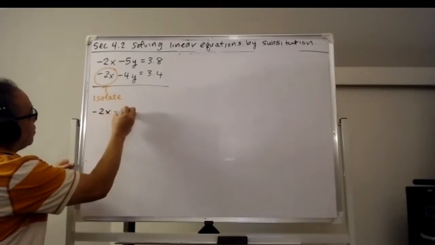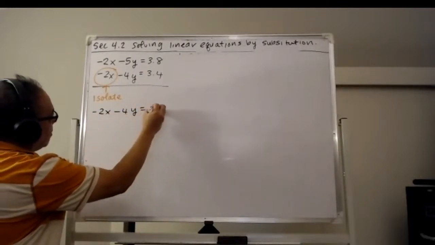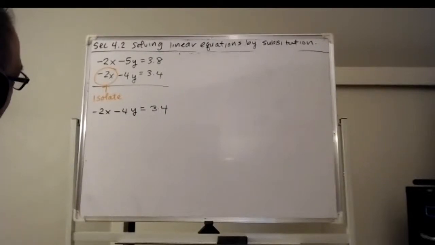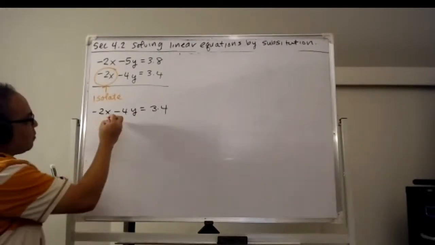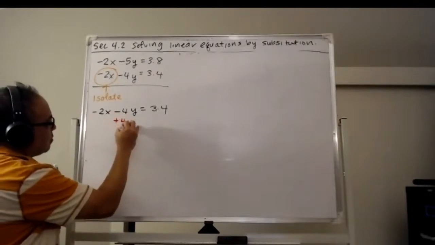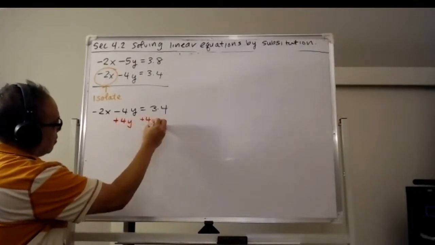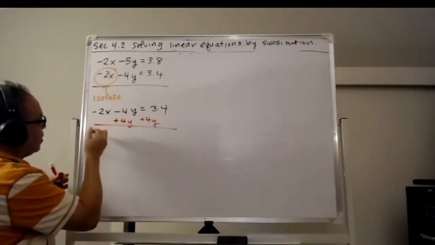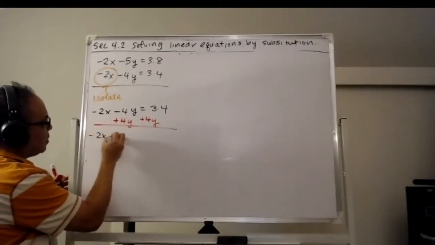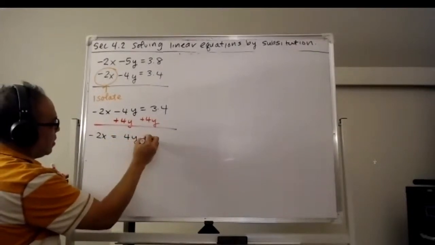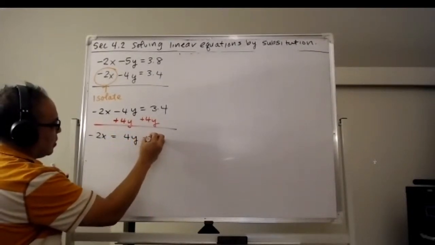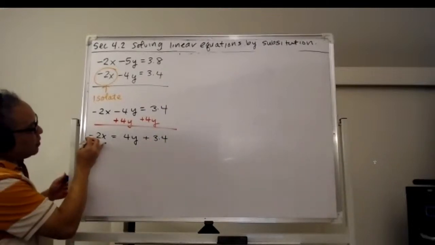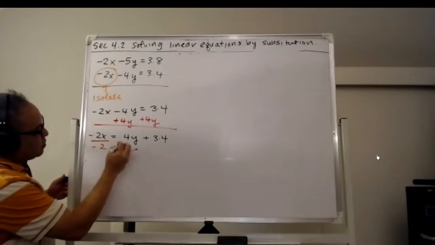This one. We're going to isolate that 2x. So I've got to bring the 4y to the other side. And I get minus 2x is equal to 4y plus 3.4. And then we divide everything by minus 2.